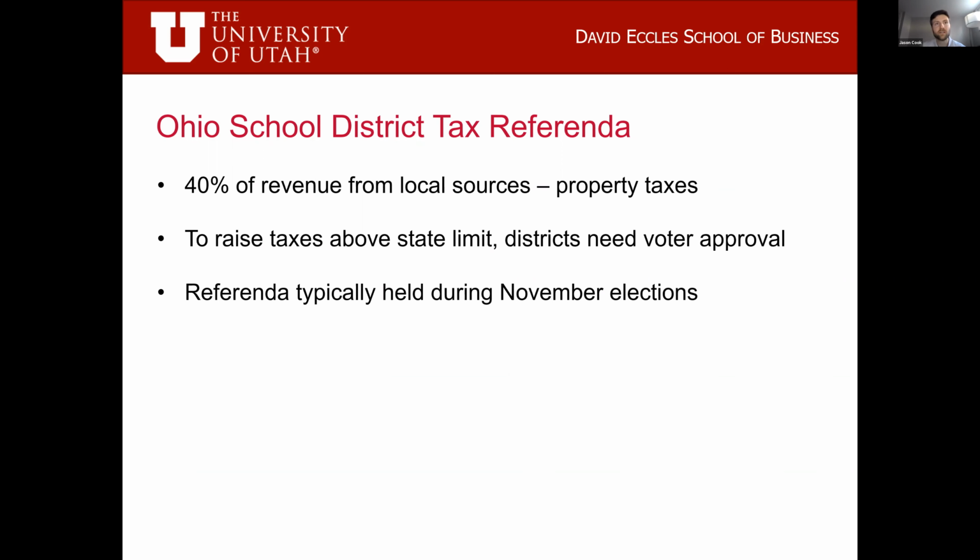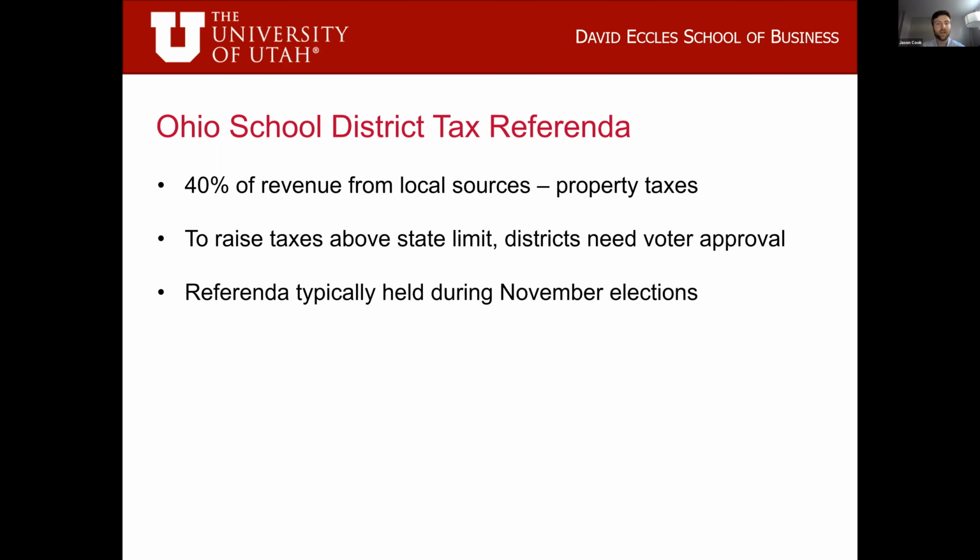Now we'll turn attention to the tax referenda, how property tax levies work here in Ohio. Like many other states, a large share of the school district resources come from local sources, so 40% here, and these are from property taxes. In Ohio, in order to raise taxes above a state set millage rate, you need approval from the voters, from the constituents in the area.